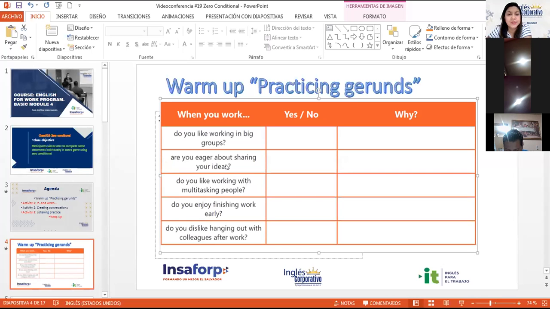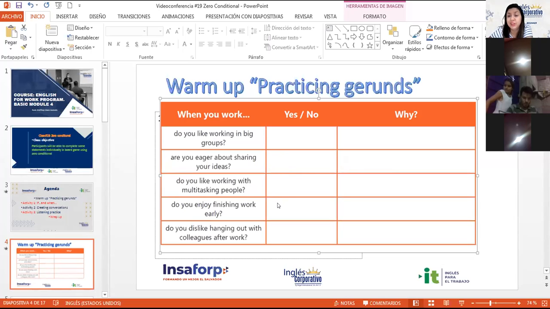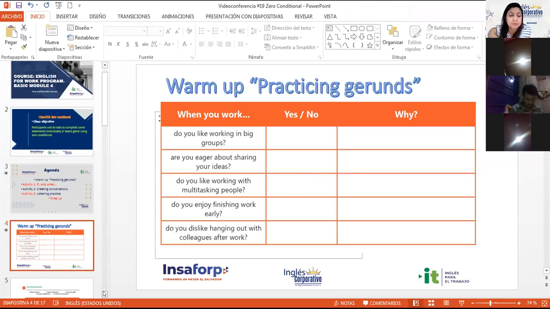Okay. So as we learned yesterday, remember that after some verbs, we use the ing form. For example, you say, I like working in big groups. I am eager about sharing my ideas. I like working with multitasking people. I enjoy finishing work early. And I dislike hanging out with my colleagues after work.